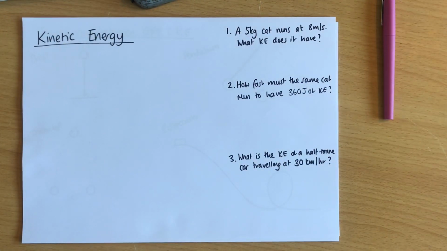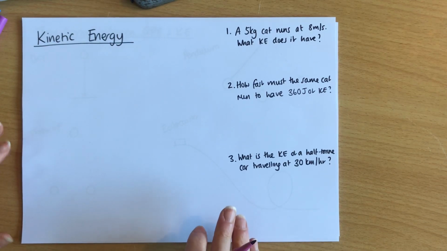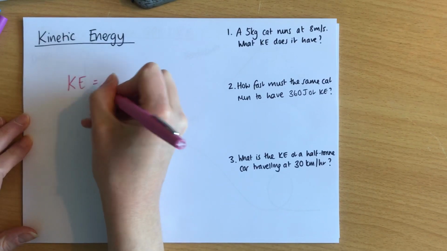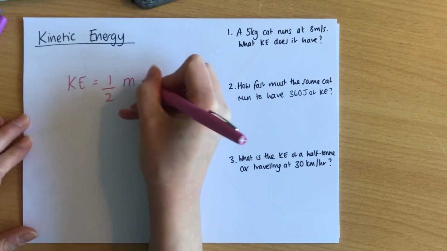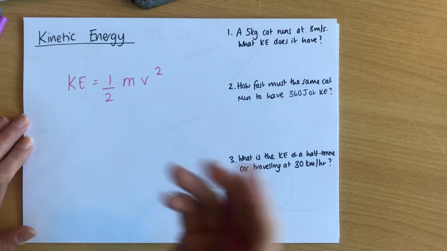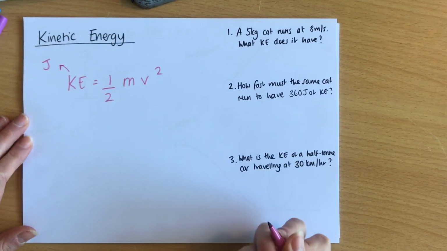Okay, this is another form of energy, and it's one that you need to know the equation for again. Now, kinetic energy is the energy that an object has because it is moving, and its equation is a little bit more complicated than the one for GPE. Kinetic energy is equal to 1/2 mv squared. Now, the KE is the kinetic energy, and that has the unit joules because it's an energy.